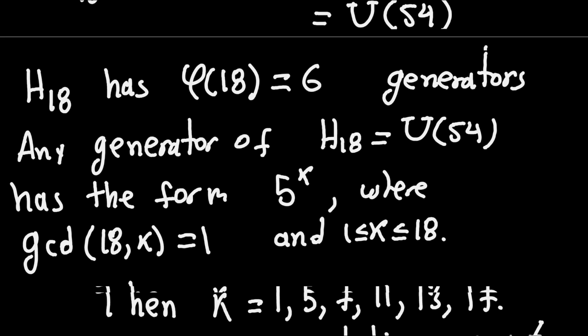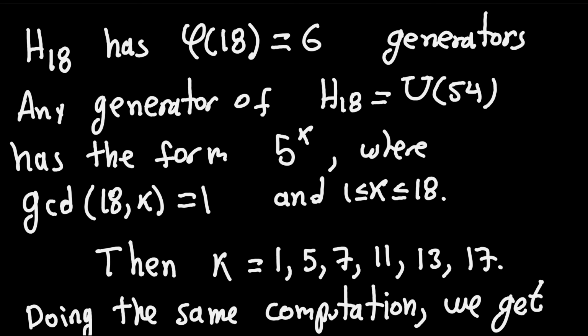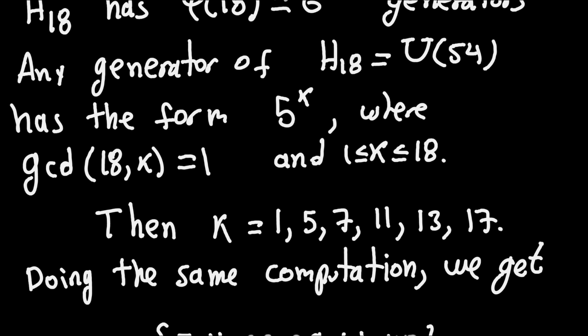We actually have done this already in one of the videos before, so let's go through it again. The generator is 5 to the k, where k has no common factors other than 1 with 18, and k is between 1 and 18. So k in this case, if you look at the naturals that satisfy these two properties, will be the numbers 1, 5, 7, 11, 13, and 17. Those are exactly the numbers that satisfy this condition.